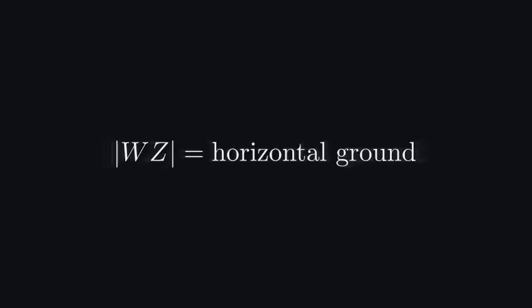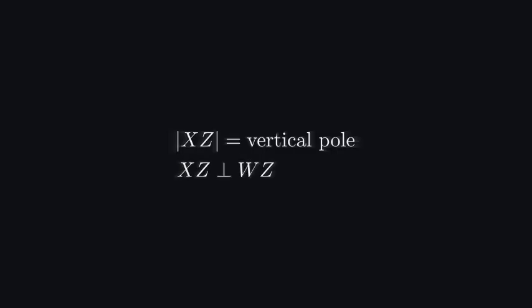The question says that W is on the same horizontal ground as the foot Z of the pole. So we begin by drawing a horizontal line. Place W on the left. This is the point where the observer is standing. Then place Z on the right. This is the foot of the pole. Length of XZ equals vertical pole. XZ is perpendicular to WZ.